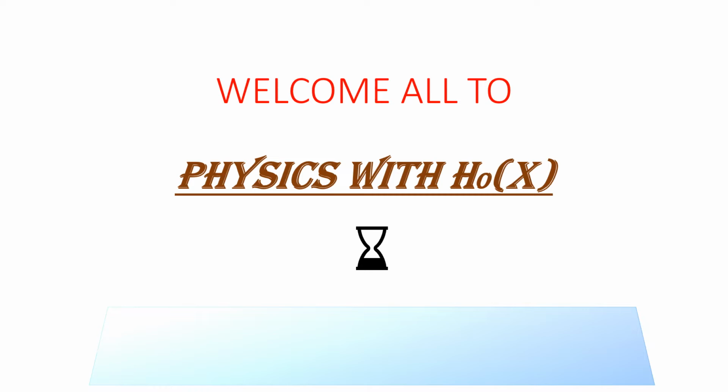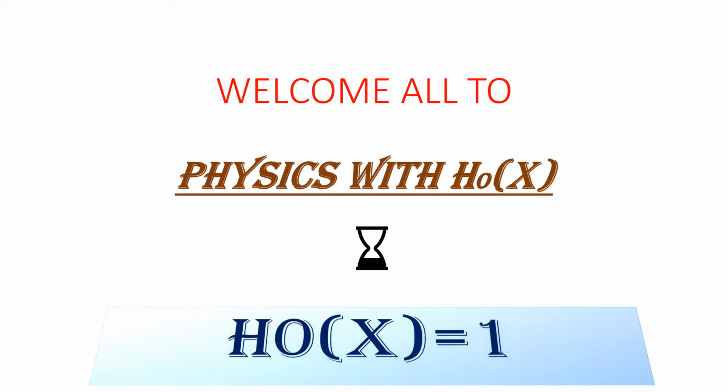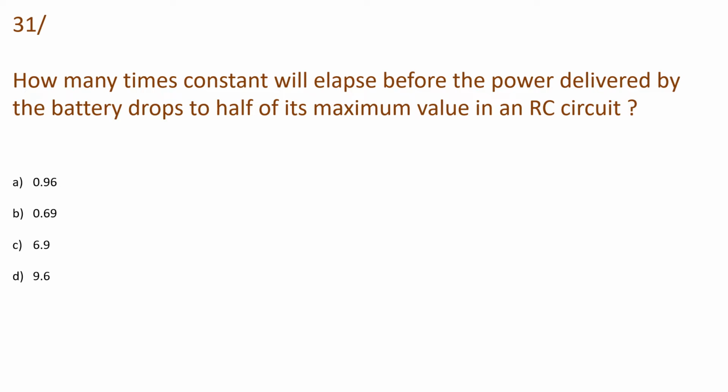So in this video we will discuss some previous year physics questions of the CPET 2021 examination. So let's begin. Here is our first question. How many time constants will elapse before the power delivered by the battery drops to half of its maximum value in an RC circuit? And the options are 0.96, 0.69, 6.9, 9.6. So let's see what will be its solution.